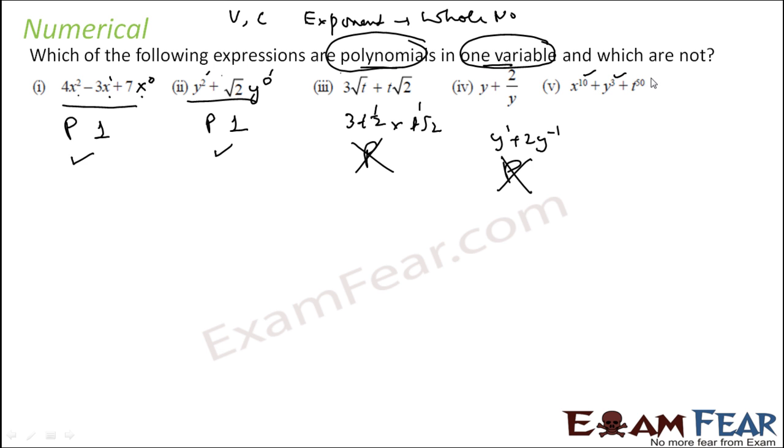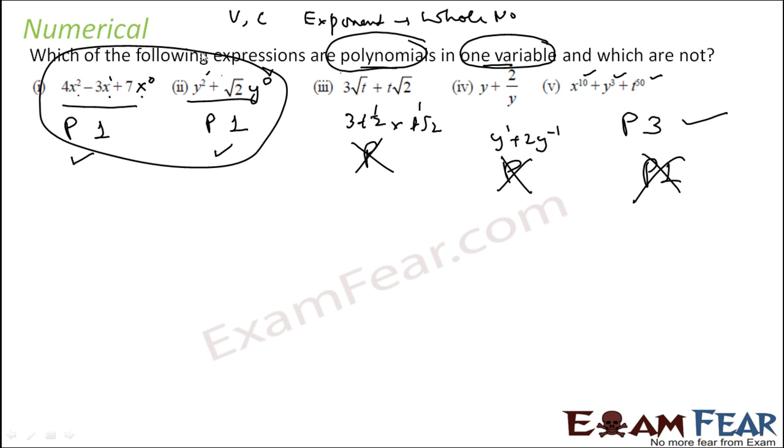Here we see x to the power 10, y to the power 3, to the power 50. All three are whole numbers, so it is a polynomial. But how many variables? 1, 2, and 3. So they are 3 variables. So it is not a polynomial in one variable. It is a polynomial with 3 variables. So if you see, only these two are polynomials with 1 variable. The last one is a polynomial with 3 variables, and these two are not even polynomials.